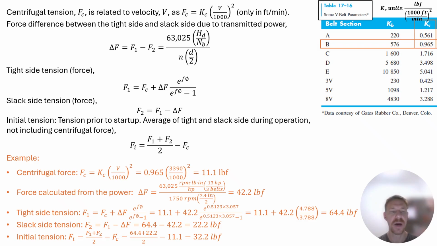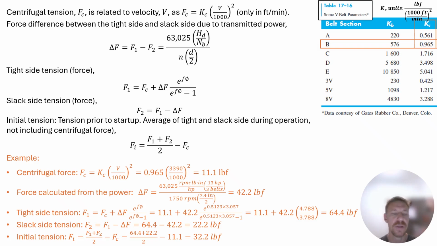Then the force calculated from the power, the second bullet point, we've got our conversion factor, 63,025 RPM pound inches per horsepower. We have 13 horsepower divided by 3 belts. That's at 1750 RPM, and multiply that by 7.4 inches divided by 2 in the denominator there, and we get 42.2 pounds force. Tight side tension, F1 equals 11.1. That was our F sub C plus 42.2, and then we have to account for friction using the exponent, 0.5123 times 3.057. That's the amount of radians. Has to be radians, can't do degrees.